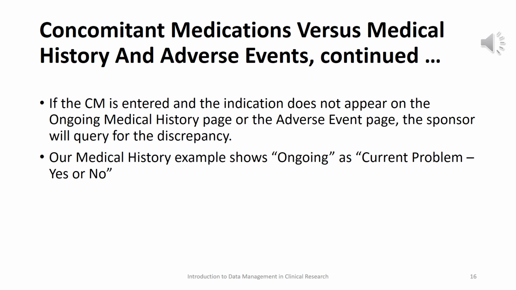So if a concomitant medication is entered and the indication does not appear on the ongoing medical history page or the adverse event page, then the sponsor is going to query the site for that discrepancy and get them to fix that or clarify that. Our medical history example shows ongoing as a current problem, yes or no.